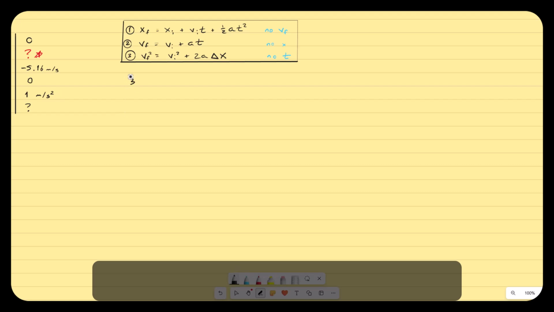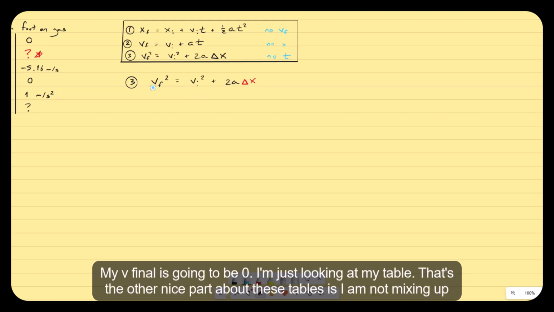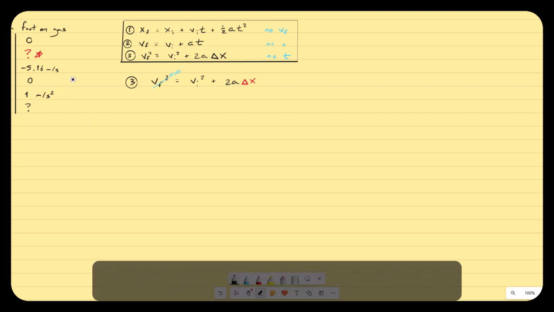So here we go. V final squared is v initial squared plus 2a delta x. And this is with my foot on the gas. Well, with Gary's foot on the gas. I'm solving for delta x. My v final is going to be 0. I'm just looking at my table. That's the other nice part about these tables, is I am not mixing up one part of the problem with the other anymore. So I'm solving for delta x.